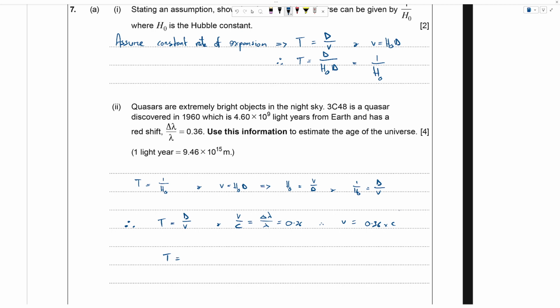t is equal to this distance, 4.6 times 10 to the 9. That's in light years, so we'll multiply that up by 9.46 times 10 to the 15. That's the information we're given. And then we're dividing that by 0.36 times the speed of light from the formula sheet, 3 times 10 to the 8. And I'll check that in the calculator.